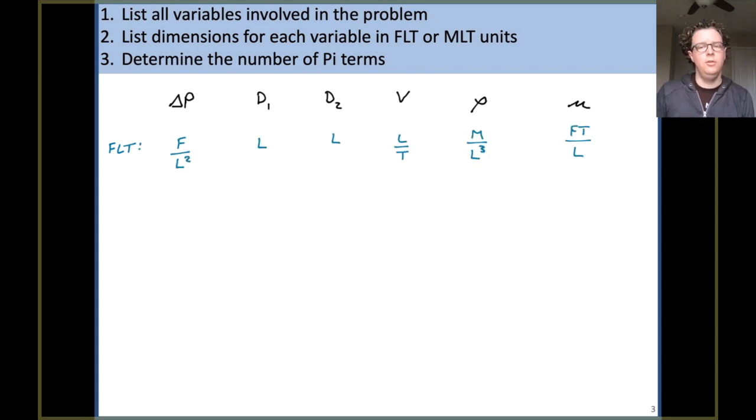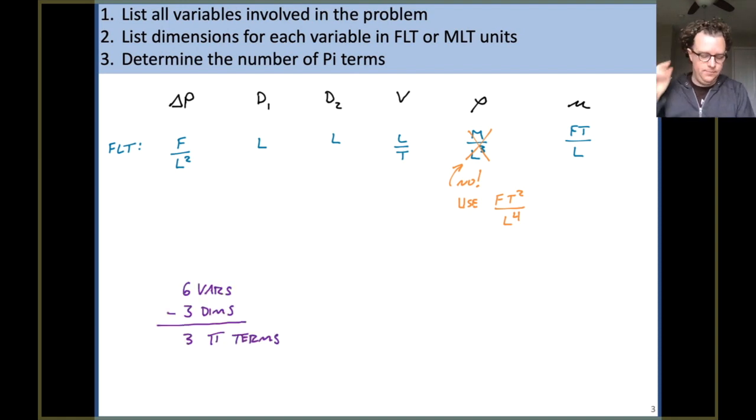And so you can see here, the easiest dimensions for me to think about in this case are written. I take a look at this and realized, oops, I actually wrote density in the MLT system. So I'm going to solve this one in FLT. So I'm going to use force instead of mass for my units. And so density actually has somewhat complicated units in FLT. You get force times seconds squared per length to the 4th power.